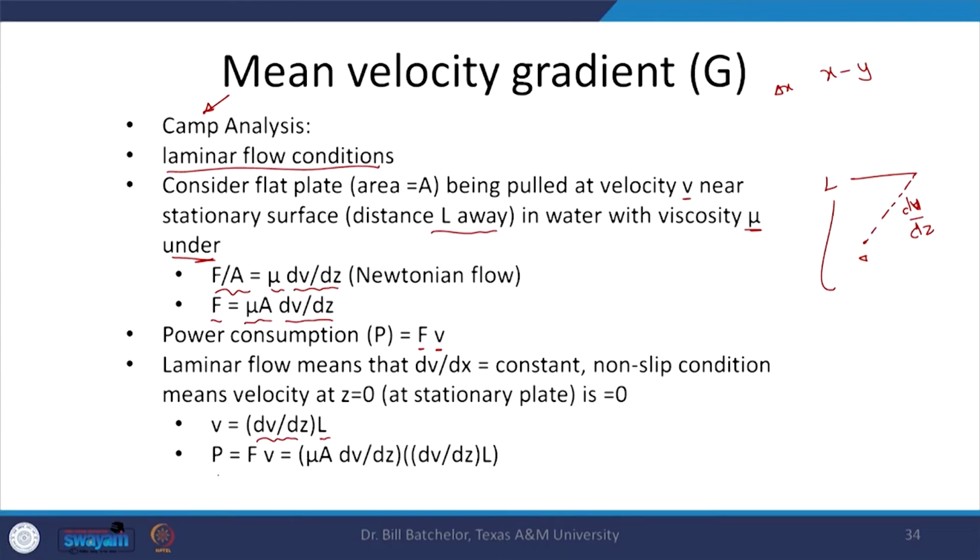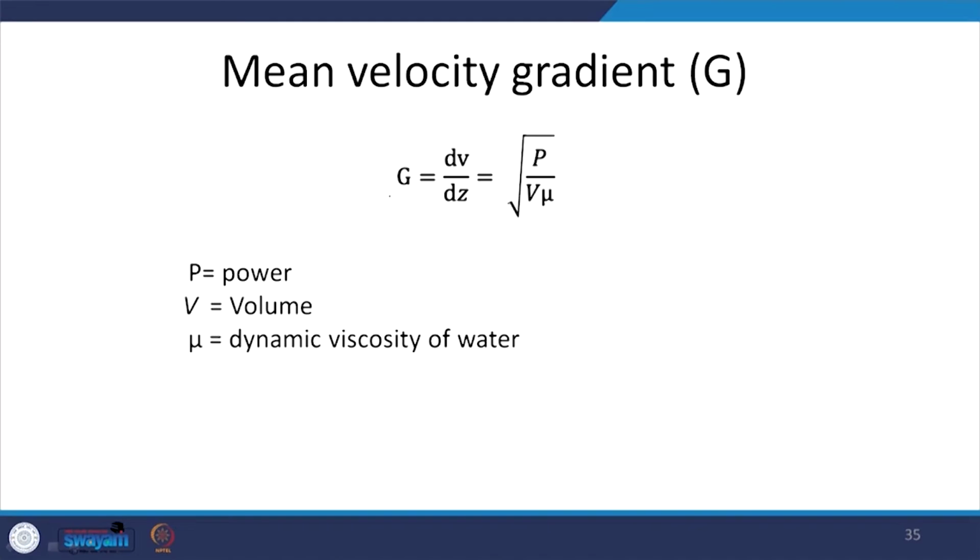So from here I can calculate the power equal to F into V, that's equal to mu A dv by dz, and I can transform this. From here I will get G, which is equal to dv by dz, that's equal to the square root of the power by V mu. That's what you are imparting from your pump. V is the volume of that particular section, and mu is the dynamic viscosity of water, right? So that's something to keep in mind.